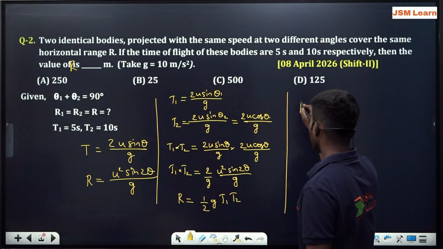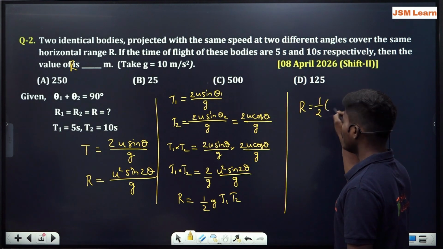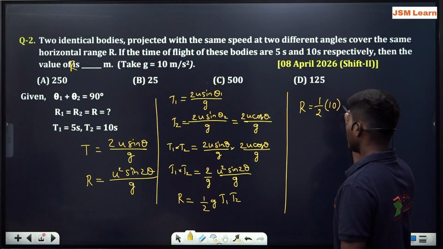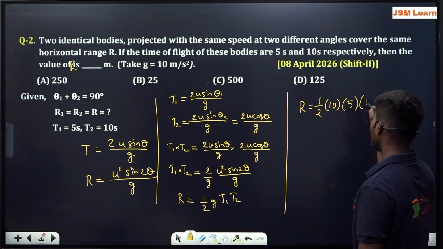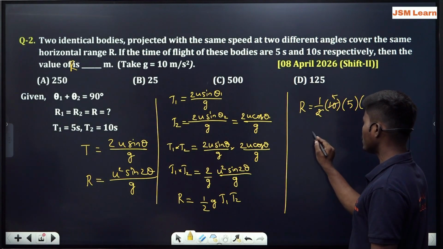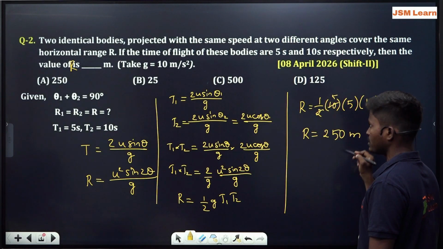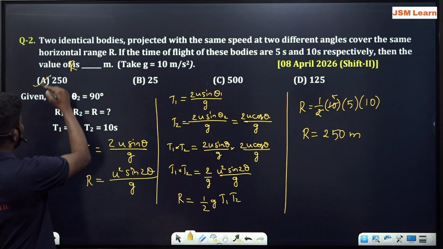So R, the range of the projectile, is equal to 1 by 2 into the g value he gave, 10 meter per second square. So 10. Now T1 value is 5 seconds and T2 value is 10 seconds. Those two, 5 5s are 25. So range of the projectile is 250 meters. So from the options, option A is correct.